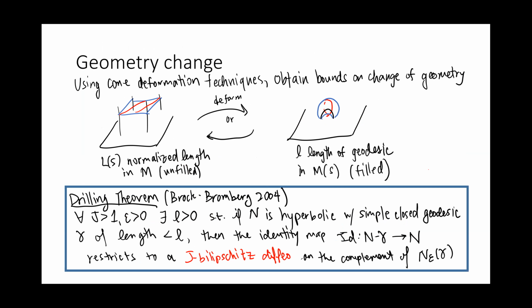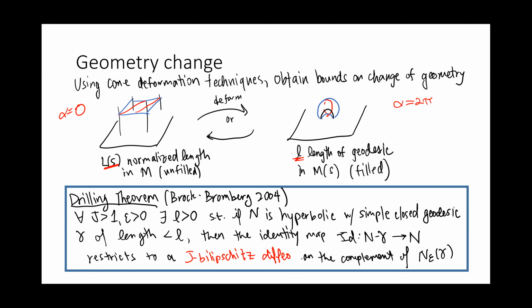techniques, you can obtain bounds on the change of geometry. So either if you deform from cone angle 0 in the cusp case, or cone angle 2 pi in the filled case. And the results that you get will depend on the normalized length in the cusp case or the length, the usual length in the filled case.